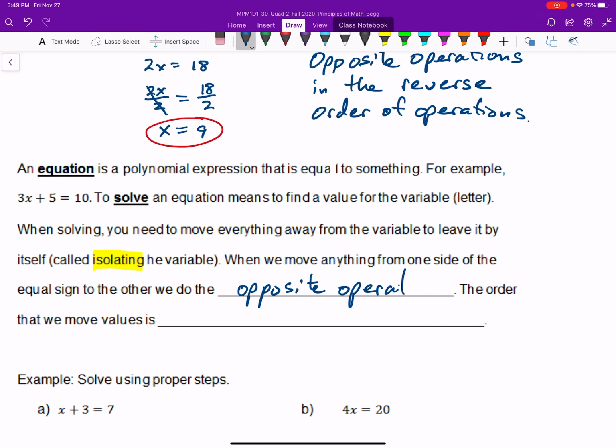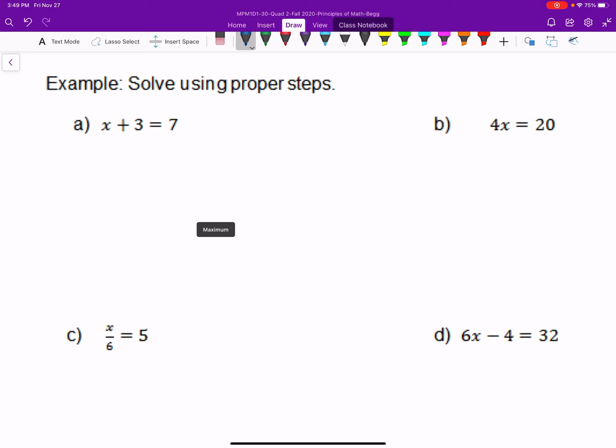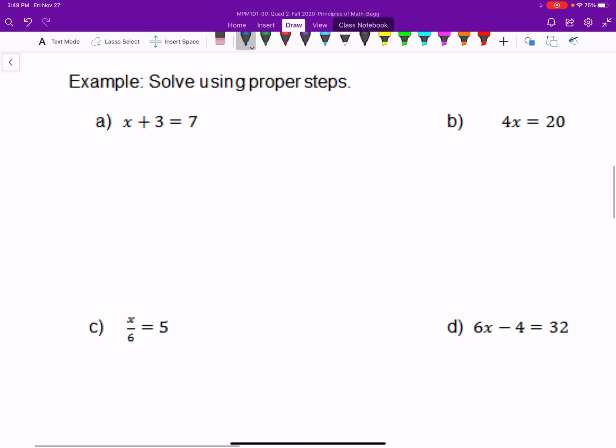Operations. The order that we move the values is opposite order, or reverse order, as I said above. So we're just going to look at some examples, starting with the simplest and going to slightly more difficult.